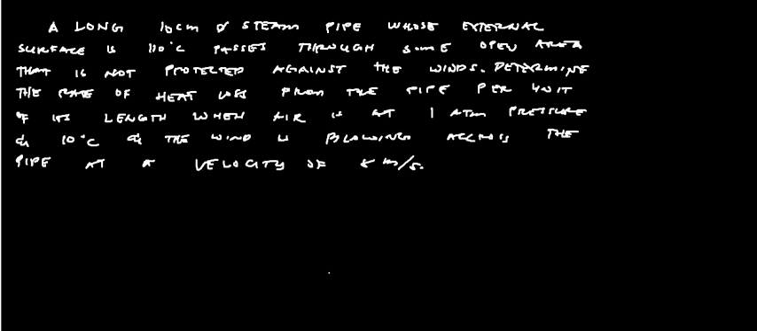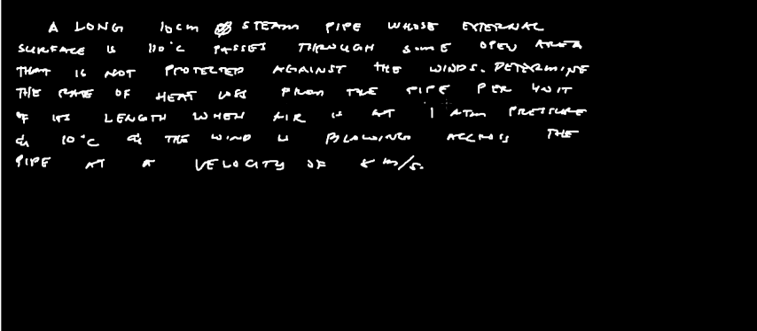Okay, we are still here in our topic, external flow, forced convection. So here's another problem. A long 10 centimeter diameter steam pipe whose external surface is 110 degrees Celsius passes through some open area that is not protected against the winds. Determine the rate of heat loss from the pipe per unit length.